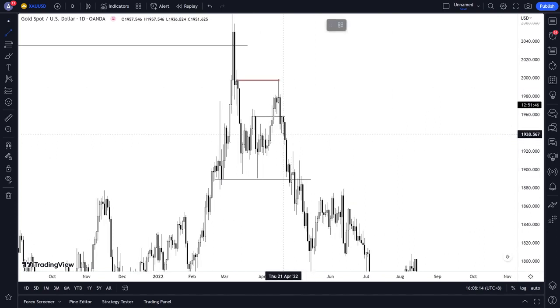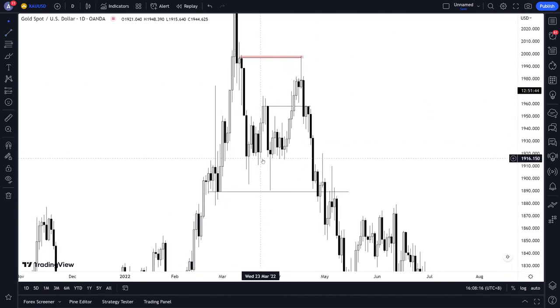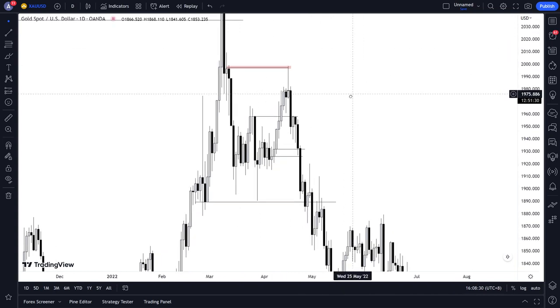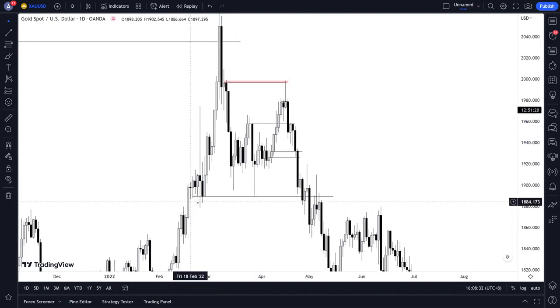What's happening on the dailies? Oh, okay. Anything fresh in here that we need to pay attention to? This is not fresh, that's not fresh, these two aren't fresh. This was the left shoulder, that's also not fresh. We have this one. We have this one. Okay, let's pay attention. So we have this one that gets rejected first. This could be a daily obstacle in relation to the weekly, because still, until we get that weekly break, we can't say that we have a monthly bearish.